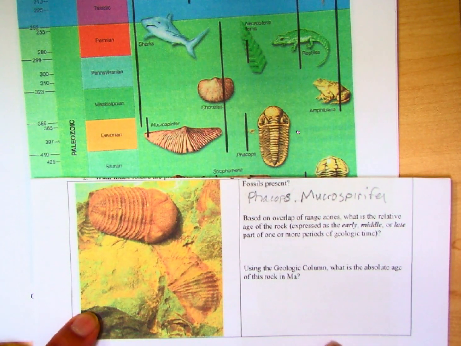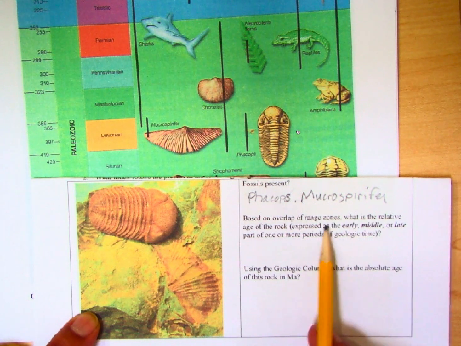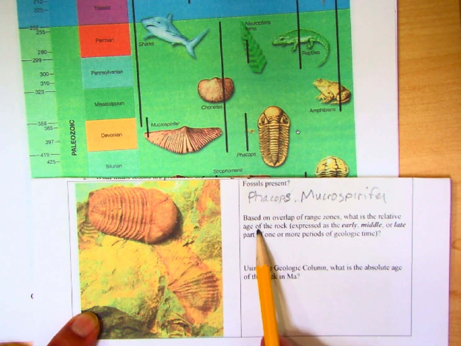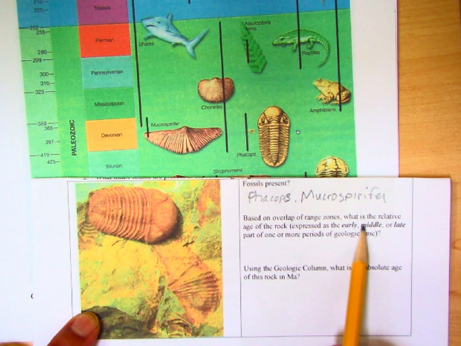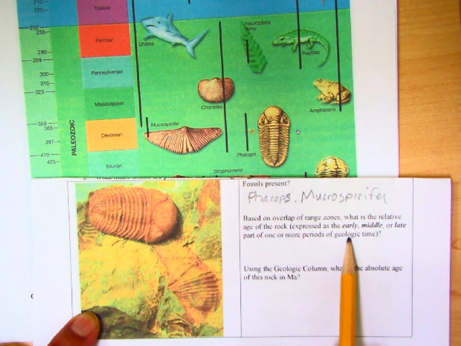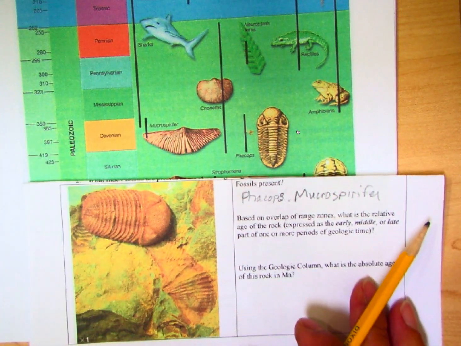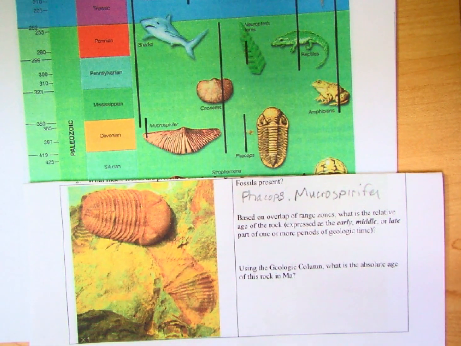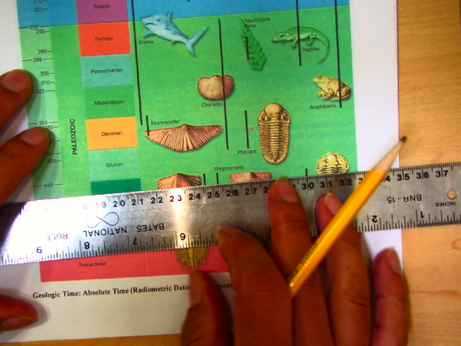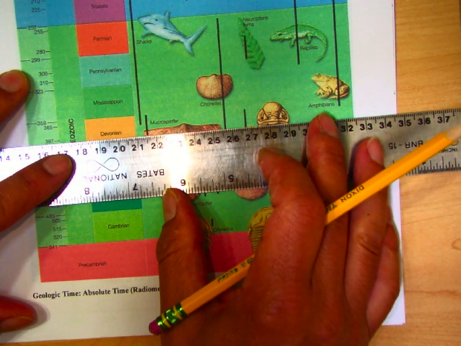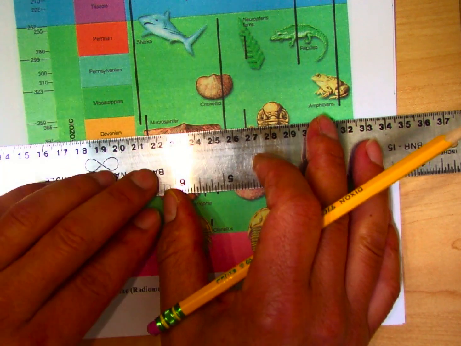Now, based on the overlapping of the range zones, what is the relative age of this rock? So they want the relative age. So they want basically early, middle, late, and then whatever part of the period it belongs to. So one thing that I do, and you can use a ruler for this, is since we have Thacops and Macrospirifera, note that we want to figure out where the ranges overlap.